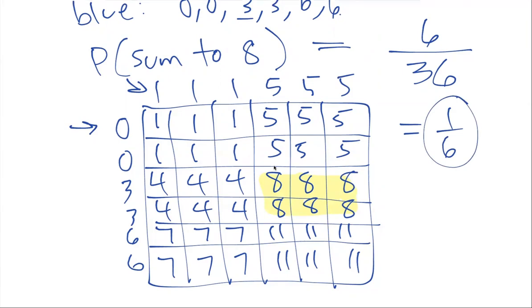So that's one way to do it, and now you can answer any question. You know, what's the probability of summing to 5, or summing to 4? What's the probability of summing to 10? Well, there's no 10s on here, so that would be 0, right? But once you have the sample space and you have a list of all possible outcomes, questions about probability become a lot easier.